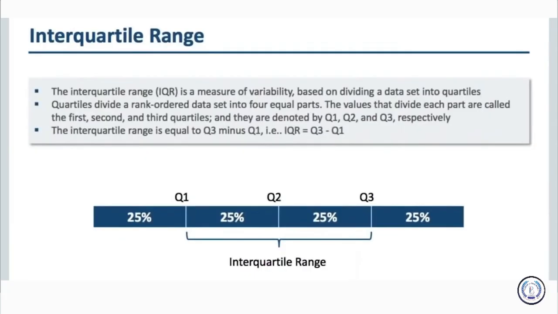Now there is another term called interquartile range. Range, we already know, is the difference between max and min. Interquartile range, as the name suggests, is the distance between the quartiles. For example, if you want the interquartile range between quartile 3 and quartile 1, we take the quartile 3 value minus the quartile 1 value. That will give you the interquartile range.